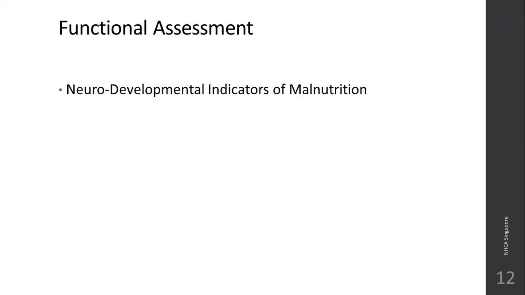Then we have the functional assessment, functional evaluation. The first is your neurodevelopmental indicators of malnutrition. So if a child is malnourished, there will be delays in muscle mass, electrolyte imbalance, hand grip strength, psychosocial deprivation. So these are the indicators of delay in neurodevelopment.